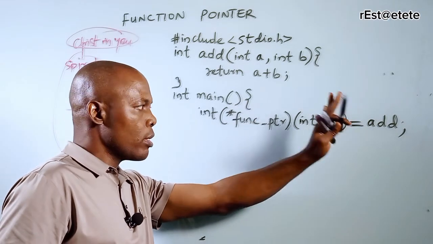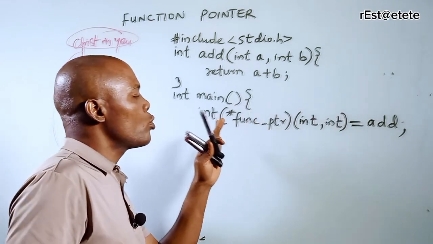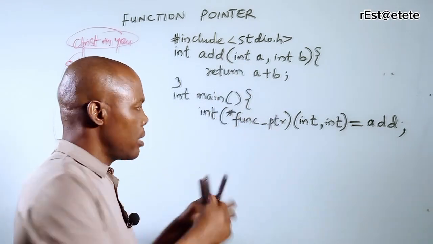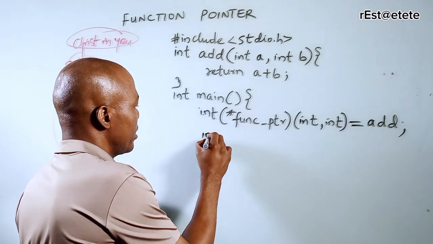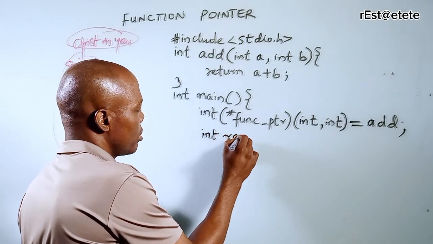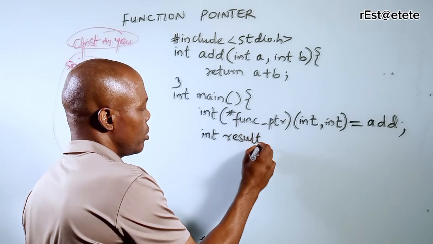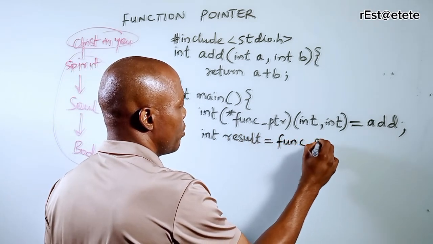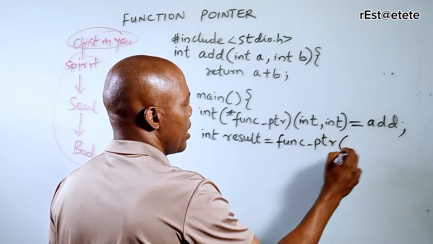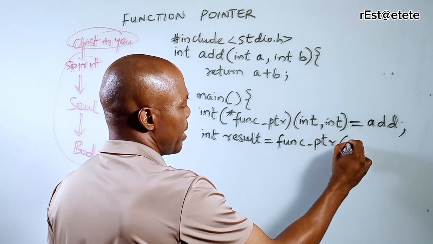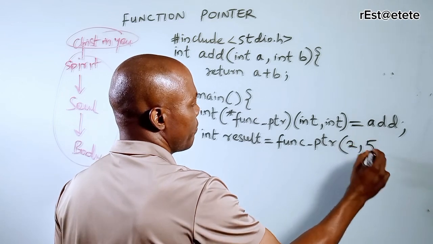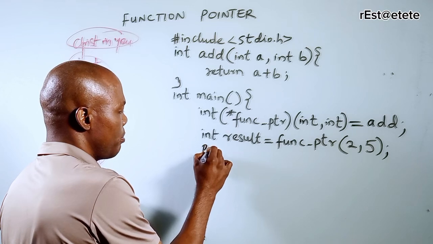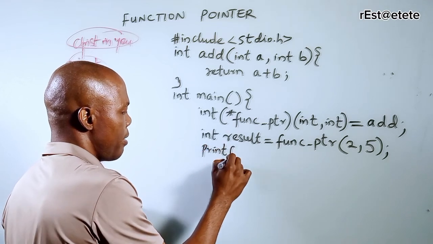That's what I've done. So I'm going to call this function through this pointer. I'll now say int result, whatever the output is going to be, result. Then function pointer. I will supply 2 parameters to it. I will supply 2 and 5 to it, right? Then here I will say printf.